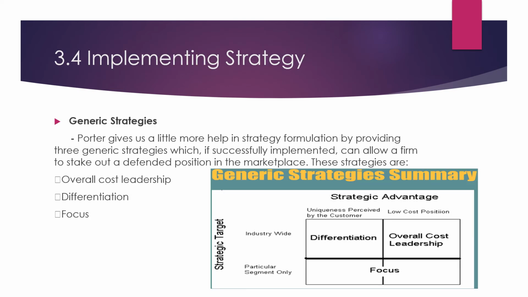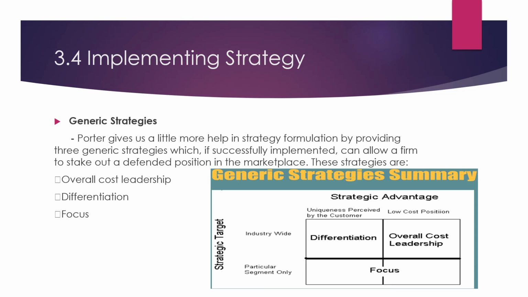The next one would be implementing strategy. This is the fourth one. For the generic strategies, Porter gives us a little more help in strategy formulation by providing three generic strategies which if successfully implemented can allow a firm to stake out the defined position in the market space. These strategies are: first is the overall cost leadership, the differentiation, and the focus. For the overall cost leadership, this includes the efficient scale facilities, vigorous cost reduction. This includes the cost control, overhead control, avoid marginal accounts, minimize R&D, minimize service, and minimize the advertising. For the second one, the differentiation.